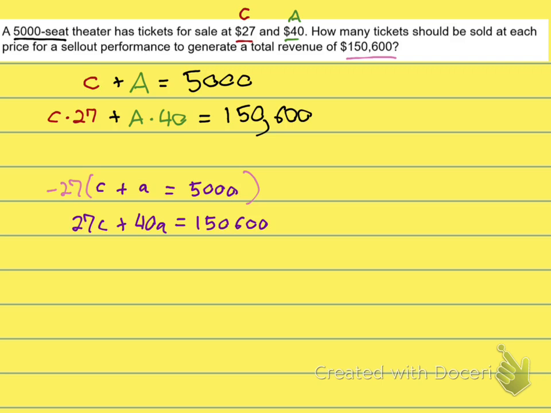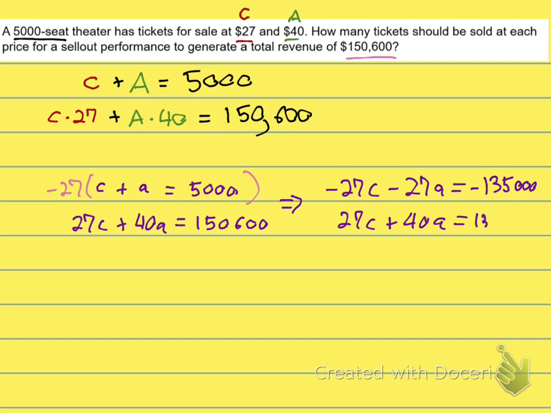All right, let me bring my new system over. I will have negative 27C minus 27A equals, let's see, 5,000 times negative 27, negative 135,000. The bottom equation I can bring over just like it is: 27C plus 40A equals 150,600.